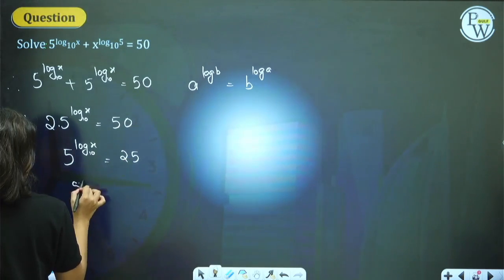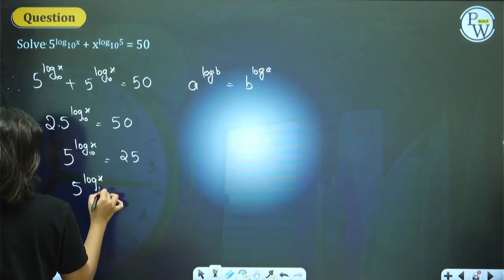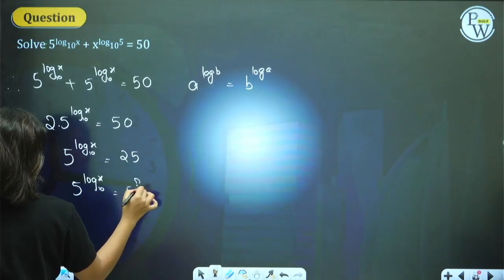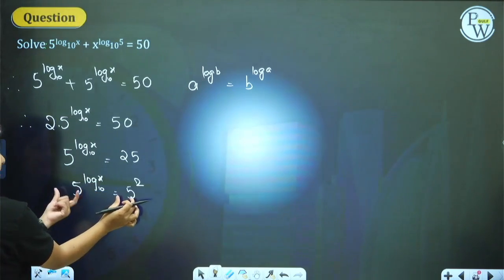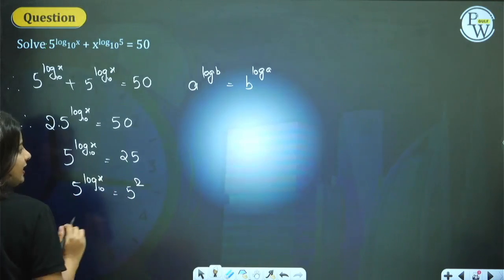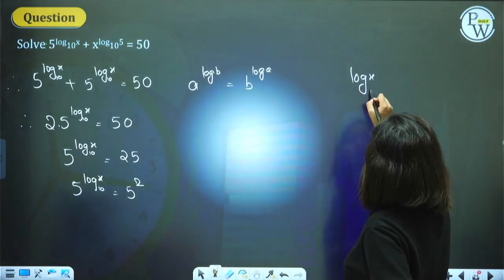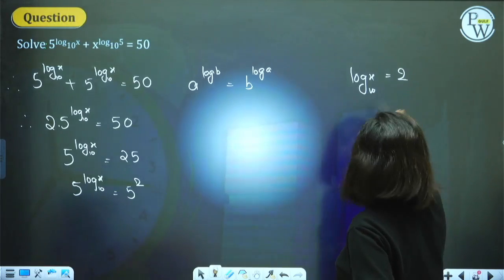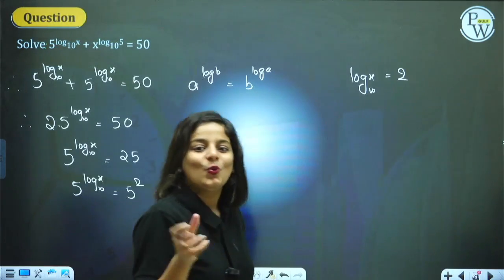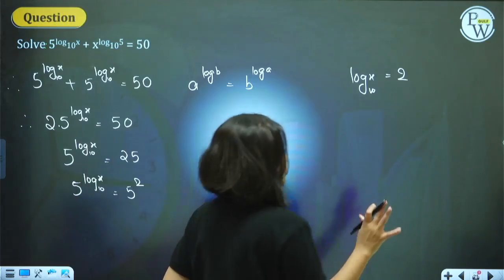25 can be written as 5 square. So on left and right, bases are same, 5 and 5. I can compare the powers. Log x to the base 10 is equal to 2. Now logarithmic to exponential conversion will give me the answer.